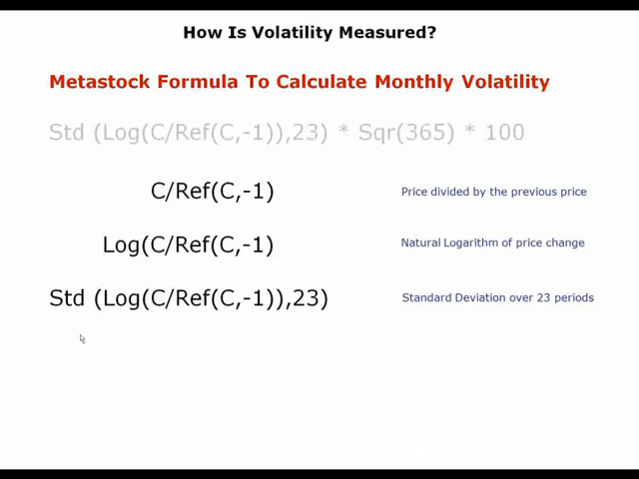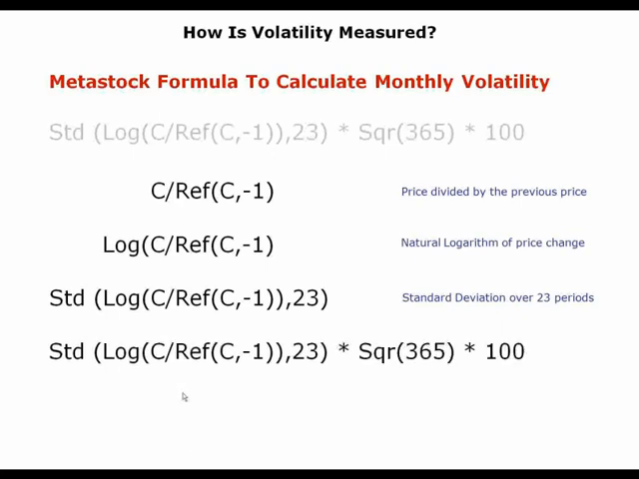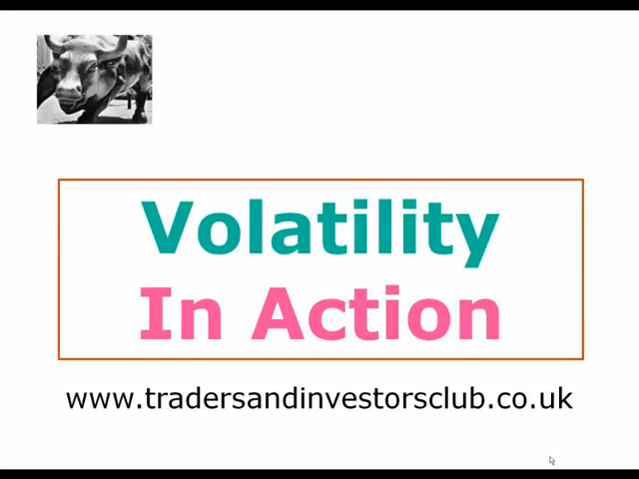The next thing we want to do is calculate the standard deviation over 23 periods, which is closer to a trading month. You may remember that we discussed standard deviation when talking about Bollinger Bands. In the case of Bollinger Bands, we were calculating the standard deviation for price, and here we're calculating the standard deviation for price change. The next thing we do is multiply the result of this calculation by the square root of time. In this case it's 365 days in a year, and multiply the whole thing by 100 in order to normalize it.